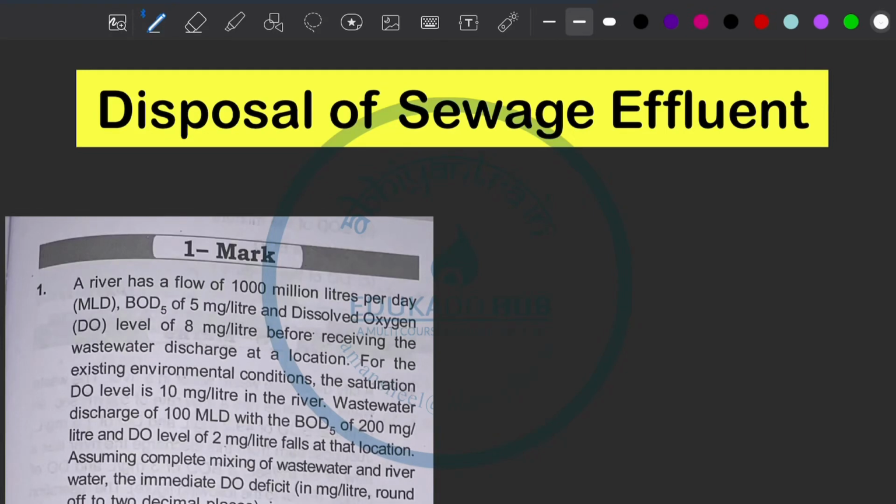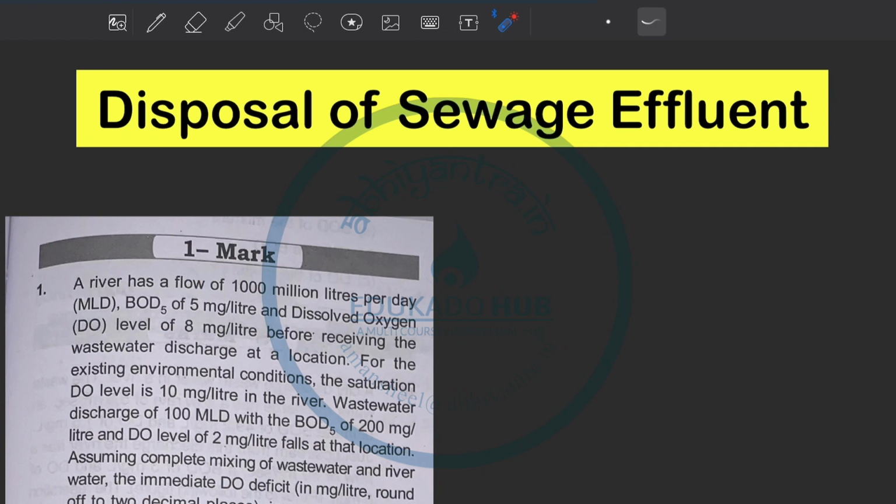So now we are starting with the next chapter, which is disposal of sewage effluents. We have seen what the sewage treatment process is in the previous chapter that we were discussing. Now the sewage is treated. Now I have to know how I can dispose of the sewage. There should be a proper disposal process of the sewage. We cannot just dump it anywhere. It will be hazardous to people who are living nearby.